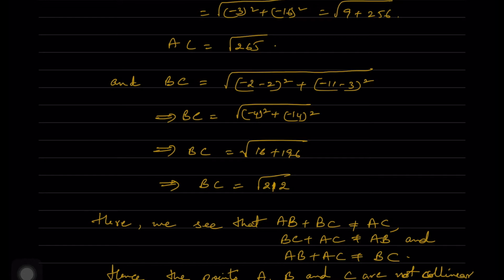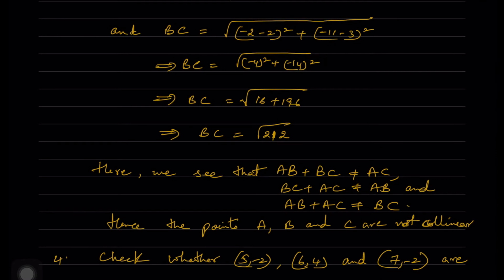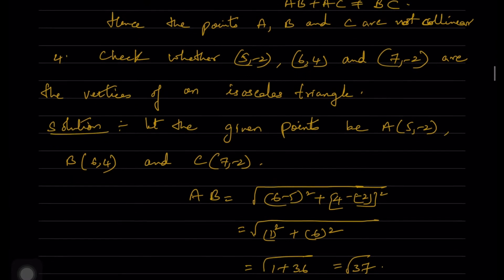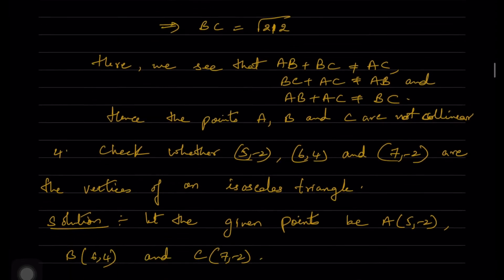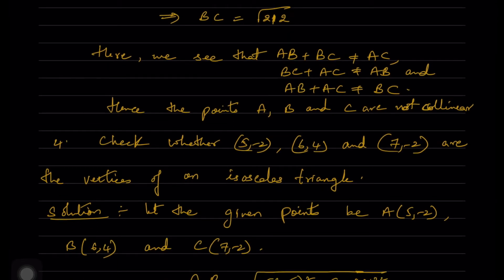This is BC. Here we can see that AB plus BC is not equal to AC, and BC plus AC is not equal to AB, and AB plus AC is not equal to BC. Hence the points A, B and C are not collinear. To check whether they are collinear or not, they are not collinear because they are not satisfying that condition. AB plus BC is not equal to AC. So even the other two, BC plus AC is not equal to AB, and AB plus AC is also not equal to BC. Hence the points A, B and C are not collinear.